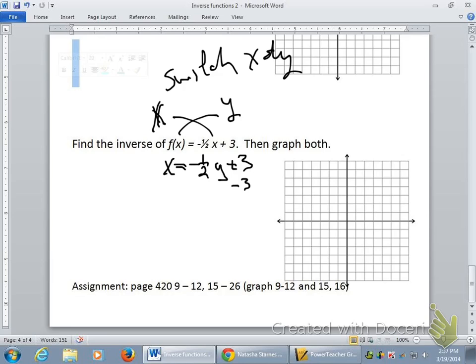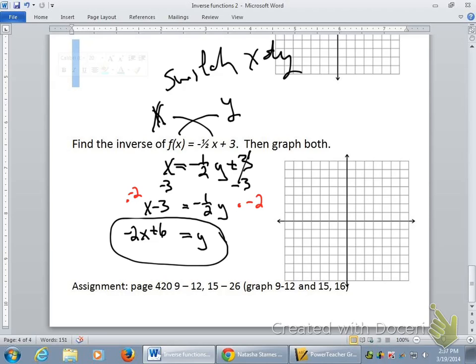That's right. So subtract the 3. And that gives me negative 1/2 y equals x minus 3. And then, how do you get the negative 1/2 to go away? Yeah, multiply by negative 2. Right? And that's going to give me y equals negative 2x plus 6.